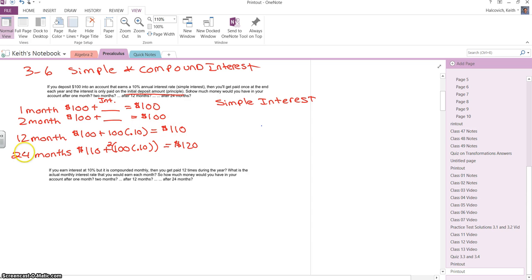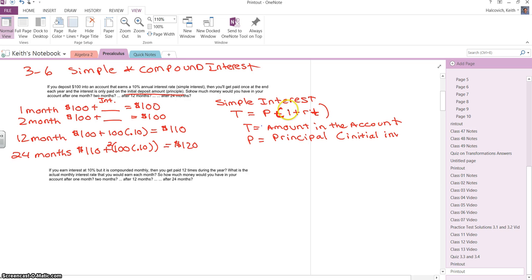Now, instead of doing that out all the time, you have a formula where you can say T equals P, that should be a parenthesis, times 1 plus R to the small t, where T is equal to the amount in the account, P is equal to the principal, that's the initial investment, R is equal to the interest rate, and T is equal to the number of years.